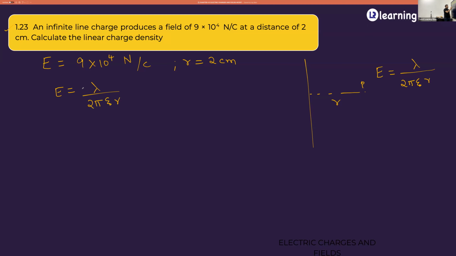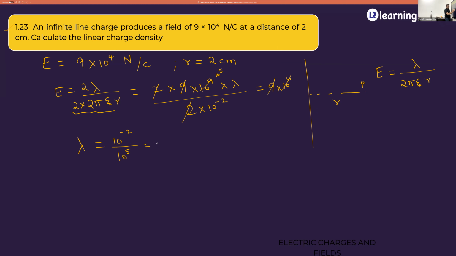To solve this, multiply and divide it with 2, so that this will become 4 pi epsilon naught. And we already know the value of 1 by 4 pi epsilon naught. So this 2 into 1 divided by 4 pi epsilon naught is going to give you 9 into 10 power 9 into lambda, the whole divided by R, which is 2 into 10 power minus 2. So 2 and 2 will get cancelled. The value of electric field is given as 9 into 10 power 4. So 9 and 9 will get cancelled, and 10 power 4 will cancel like this. So lambda will be equal to 10 power minus 2 divided by 10 power 5, which is going to be 10 power minus 7 coulomb per meter. So the answer will be 10 power minus 7 coulomb per meter.